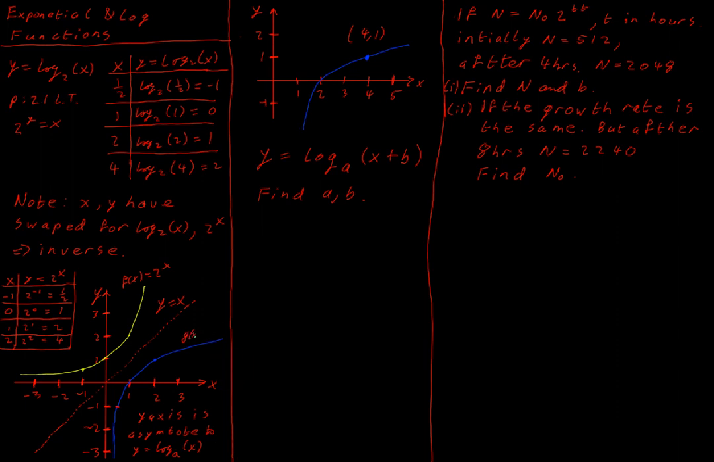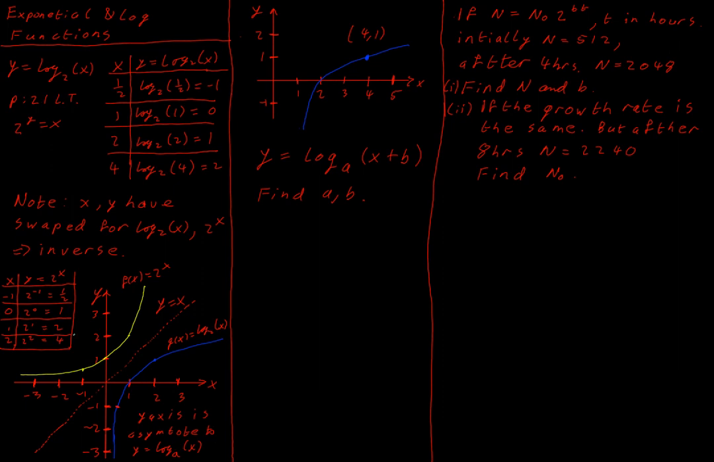g of x is equal to, pardon me, I have not given myself enough space, g of x is equal to log to the base 2 of x. If we plot both of those functions, what can we see is happening with the x and y coordinates? Well, when x is 1, y is a half. When x is a half, y is minus 1. When x is 0, y is 1. When x is 1, y is 0.